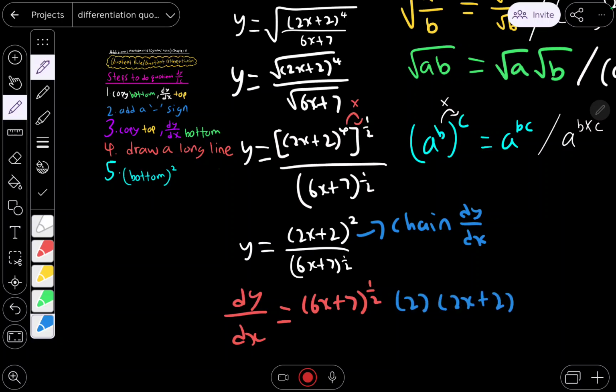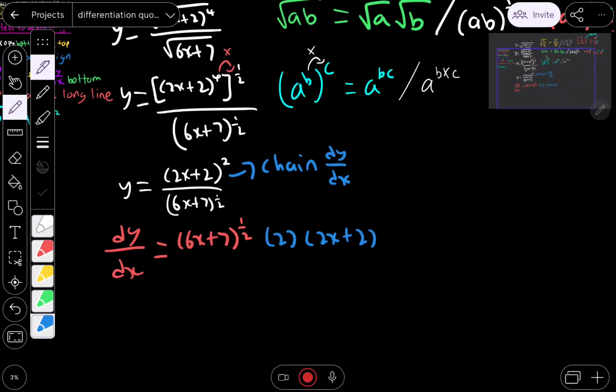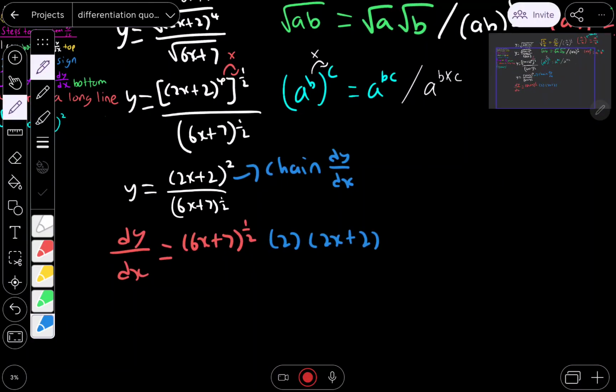You can write the power 1 here, but for me I won't write because it's a bit redundant. But you can write, no problem. In the exams or your WAs, you will not be penalized for that. But in this case I will not write because it's still the same. 2x plus 2 to the power of 1 is the same as 2x plus 2. Okay, and then we add a minus sign.